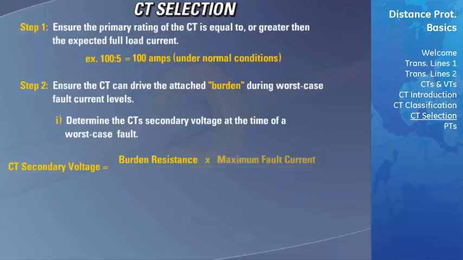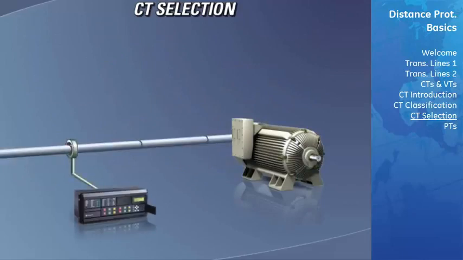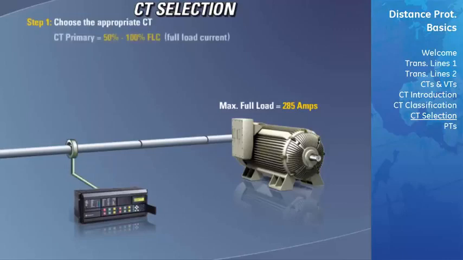Now we will look at a practical example to help us further explain this calculation. Let's assume that we have a motor that draws a maximum full load current of 285 amps. The first step is to choose the appropriate CT. It is customary to select a CT that has a primary rating falling between 50 to 100% of our maximum full load current, in this case 285 amps. Possible CTs for this use would be 300 to 5, 400 to 5, and 500 to 5 CTs, because the primary rating falls between 50 to 100%.